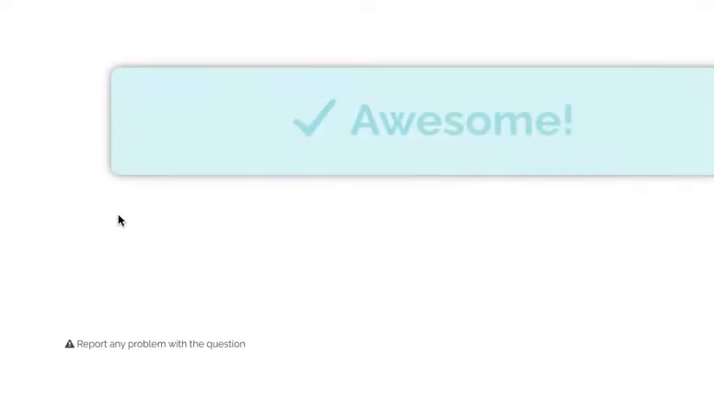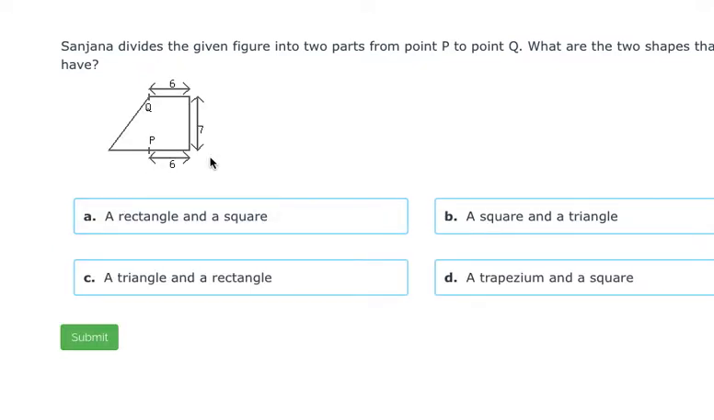Sana divides the given figure into two parts from point P to point Q. What are the two shapes that she will have? A rectangle and a triangle.